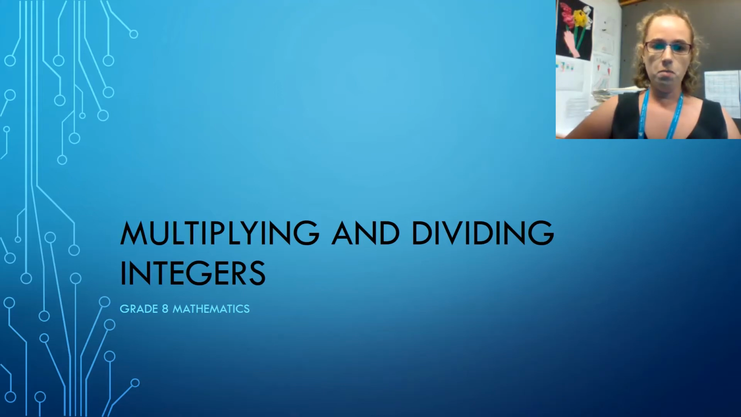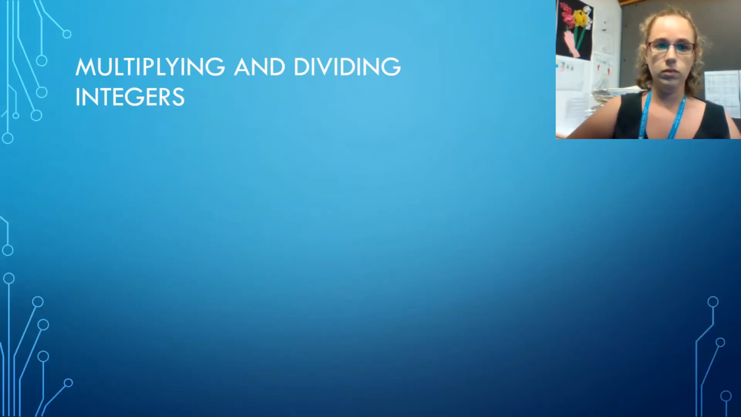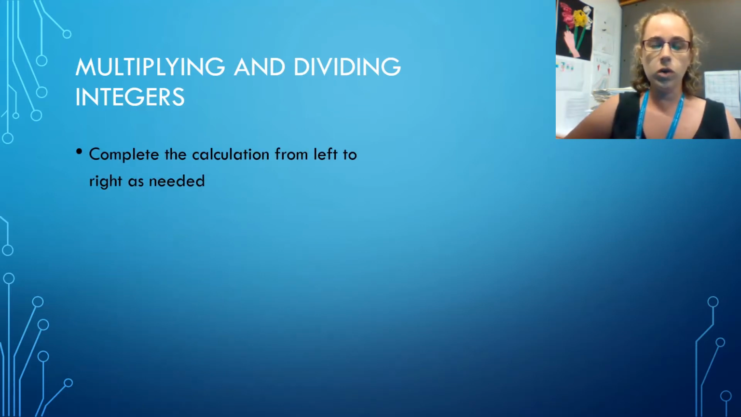This video is about multiplying and dividing positive and negative integers. When we look at multiplying and dividing integers, there are two steps that we need to do to determine the answer. The first step is that we complete the calculation from left to right as needed.